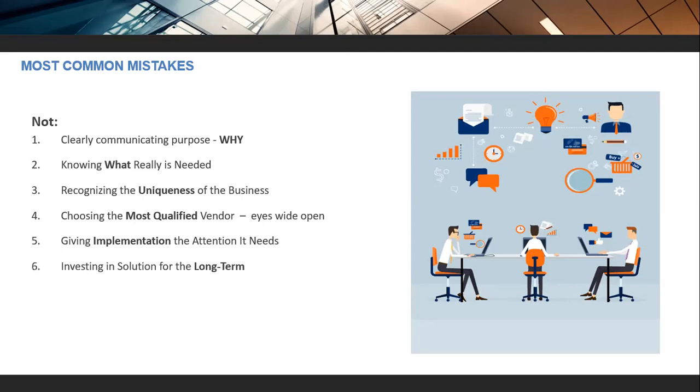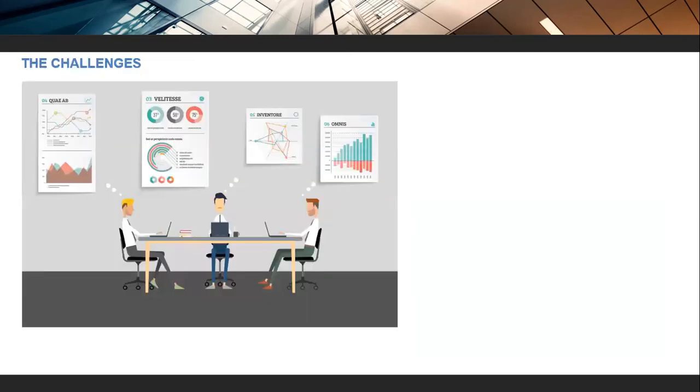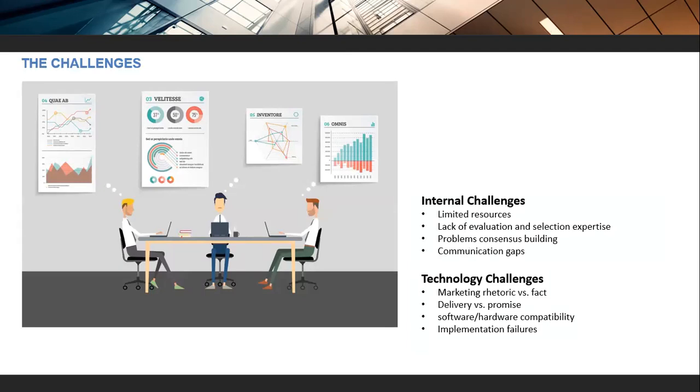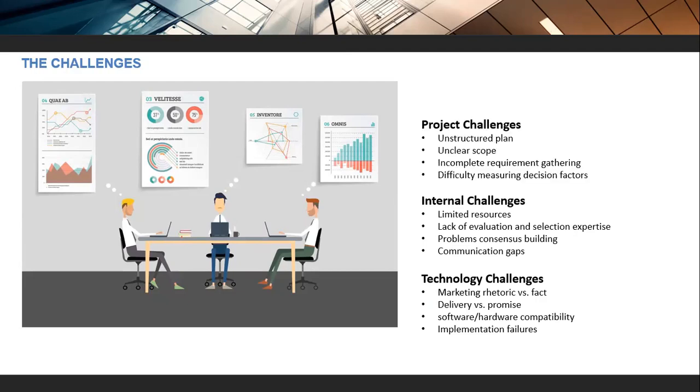Now, with the challenges that we always face when we try to implement, what they promise us is often more marketing rhetoric. We want to see whether these are facts or just marketing. Sometimes you get delivery versus promises, or software and hardware that are not compatible. These are technology implementation failures. These are technology challenges. Then the internal challenges: I have limited resources, and they are fully utilized in doing their business and generating income, and they don't have time to help in implementing. So this is an internal challenge. And there is a project challenge, which is an unstructured plan and unclear scope, and the challenges go on.